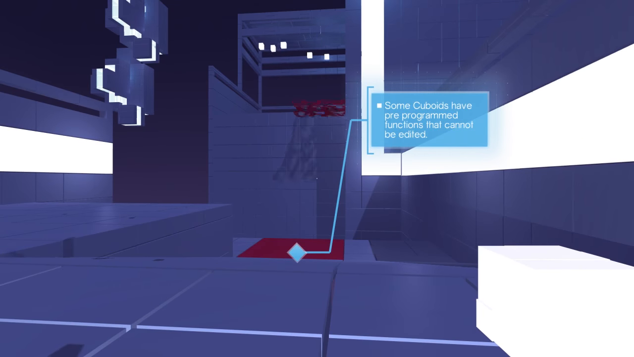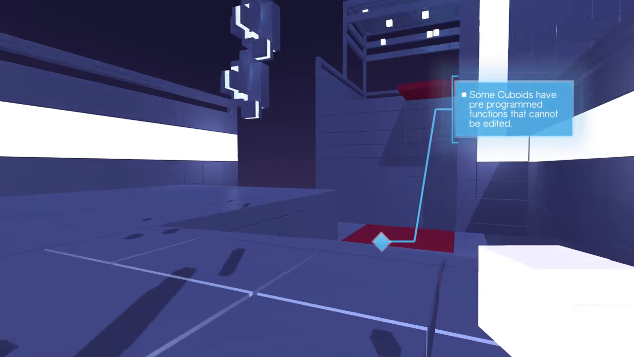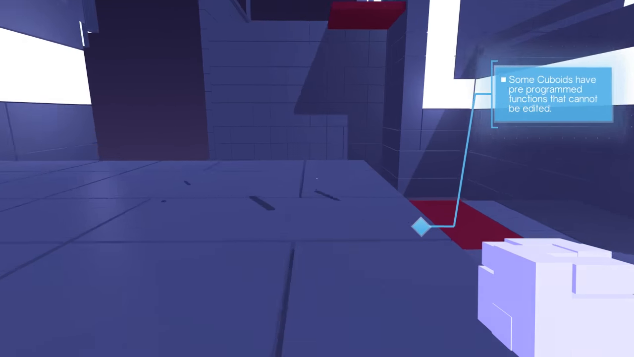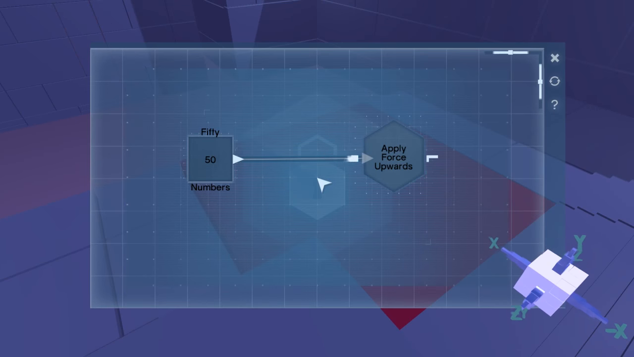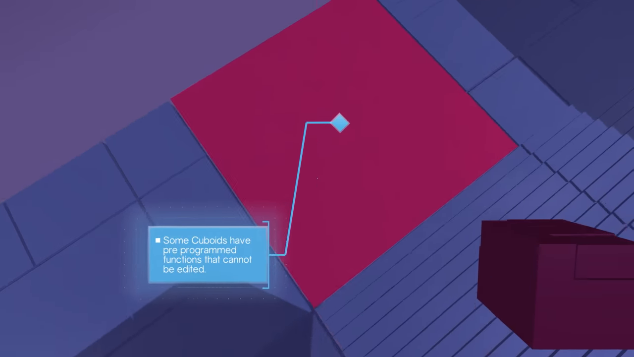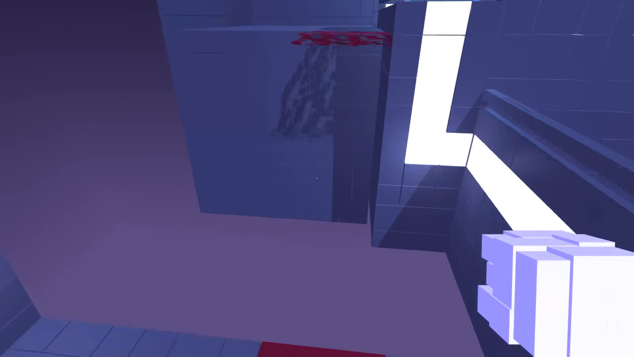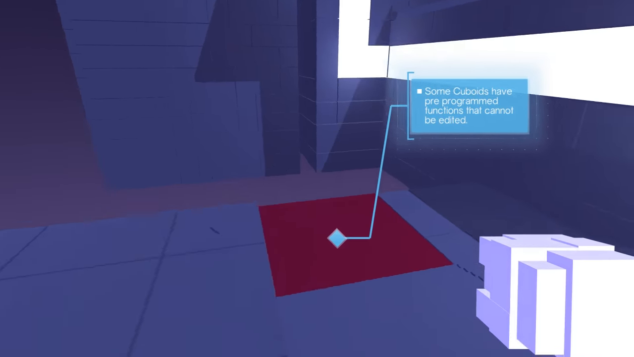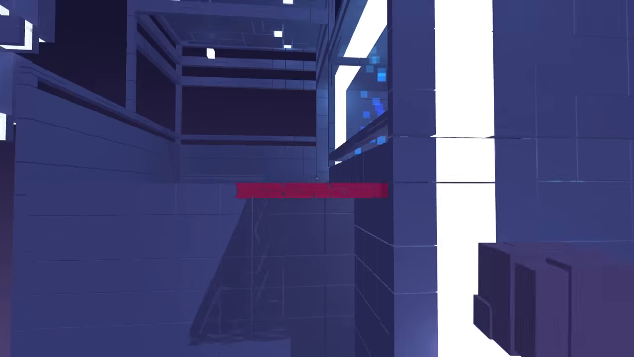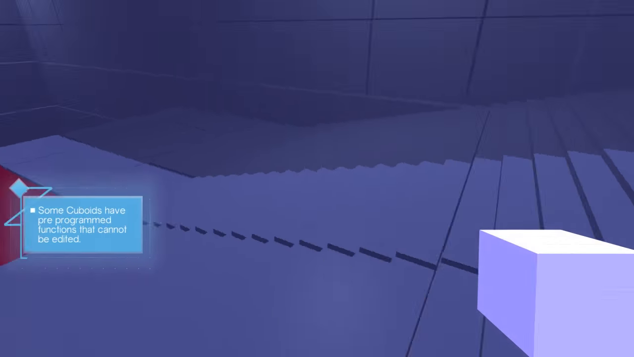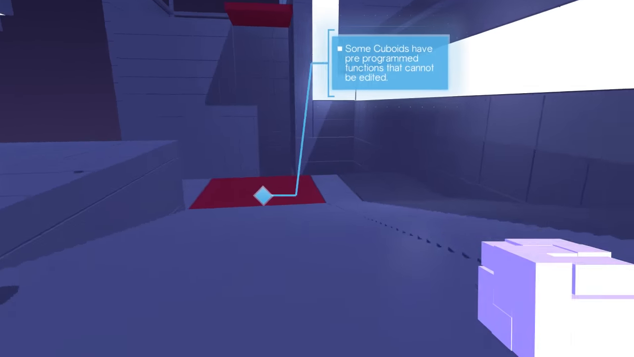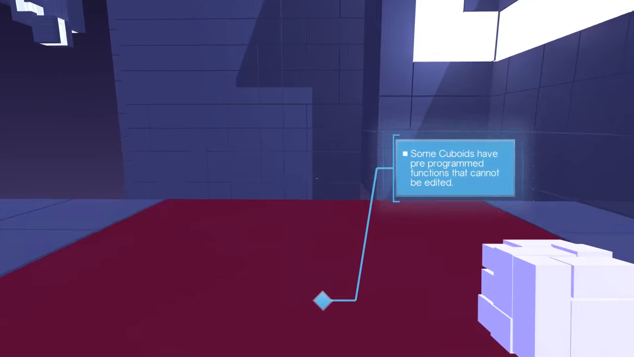Some cuboids have pre-programmed functions that cannot be edited. Oh, so you have to work around them, huh? So what's this one's deal? Apply force upwards, 50. No escape. So it's just a straight-up trampoline. Okay, why not? Go! Uh-oh. Alright, can I sprint? Is it possible to move that far forward? No.